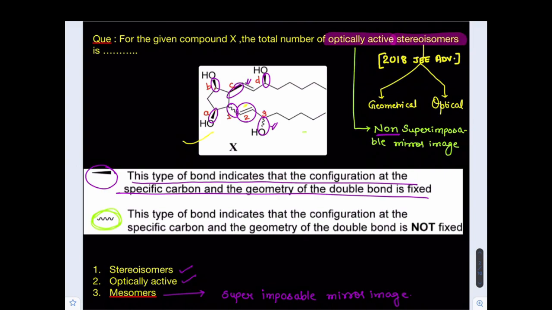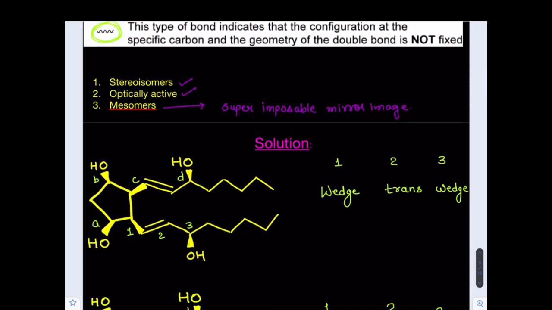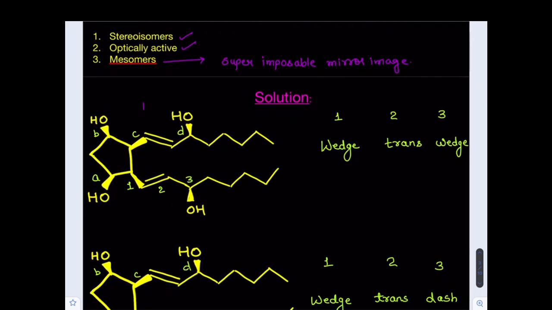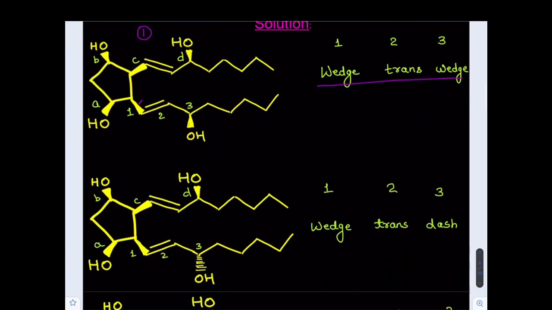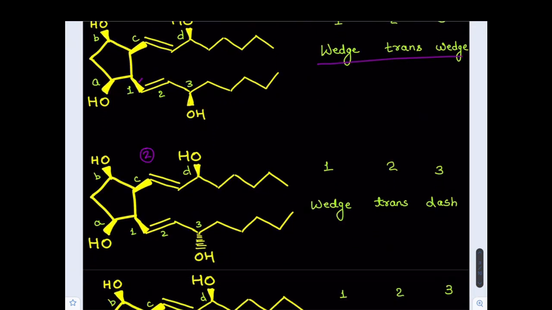So, going back to the question, as we have discussed that we can move only 1, 2 and 3 and keep the ABCD sides rigid. What are the possibilities? The first possibility, maintaining ABCD as given in the question, is 1 as wedge, 2 as trans and 3rd as wedge. Same, the second possibility I can have is wedge, keeping the first and second the same. First wedge, second is trans and the 3rd is now dash. See, I have changed only this. Okay, so 2 cases covered.